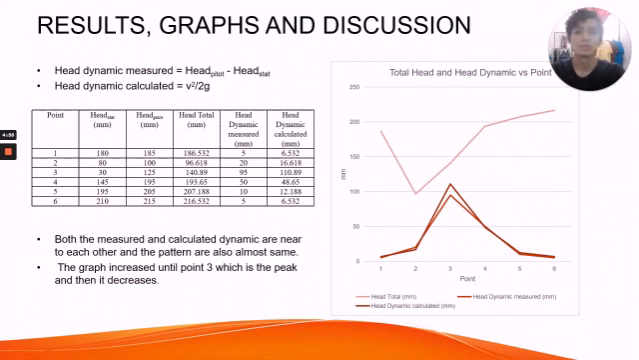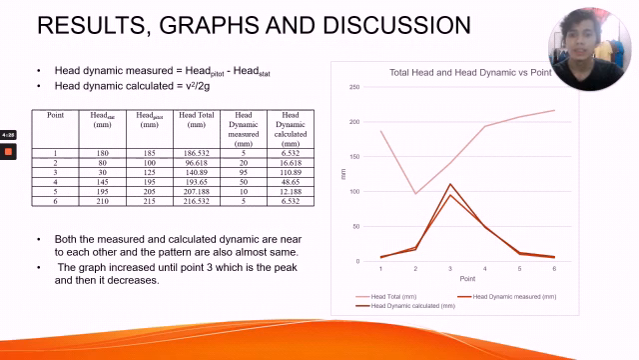Assalamualaikum warahmatullahi wabarakatuh. My name is Muhammad Ikhwan bin Nazri, ID number MA18103, and I will proceed with the result, graph, and discussion. For the first table, we have point, head start, head pivot, head total, head dynamic measure, and head dynamic calculated. For the dynamic head measure, we use the formula head pivot minus head start, while for the dynamic head calculated, we use V squared over 2g.